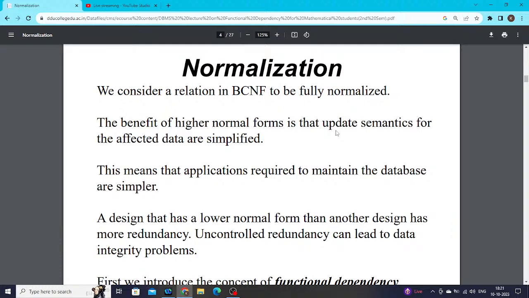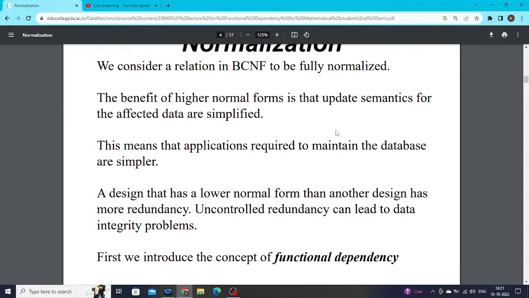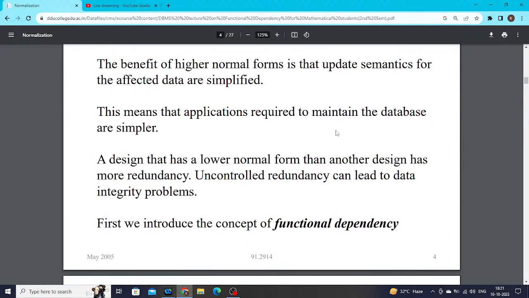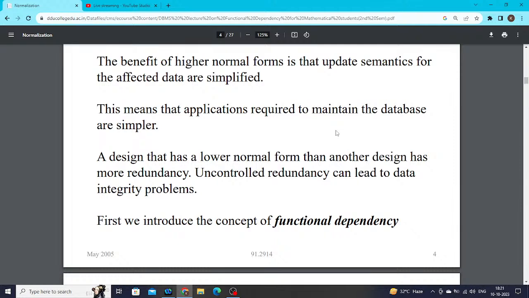The benefit of higher normal form is that update semantics for the affected data are simplified. This means that the applications required to maintain the database are simpler. A design that has a lower normal form has more redundancy. Uncontrolled redundancy can lead to data integrity problems. Okay, redundancy means duplicacy is generated inside your data and you didn't resolve it, and that will affect the uniqueness and conflict with your data.